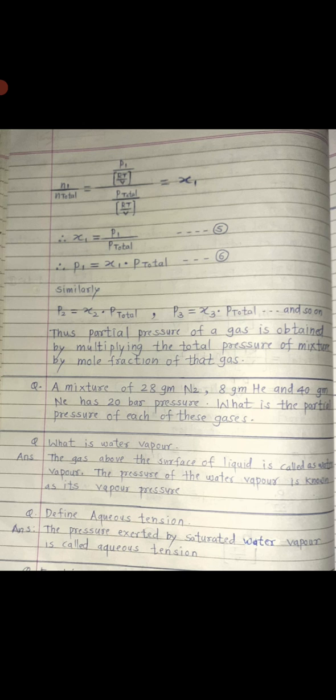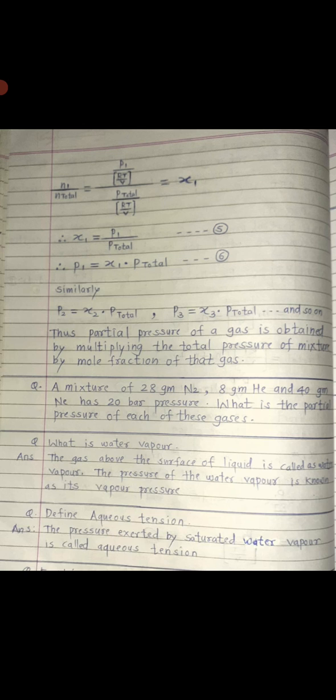So the answer is, the gas above the surface of liquid is called as water vapor. The pressure of the water vapor is known as its vapor pressure.